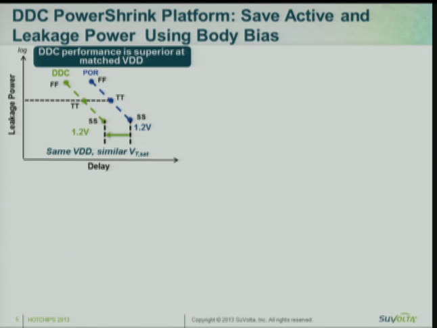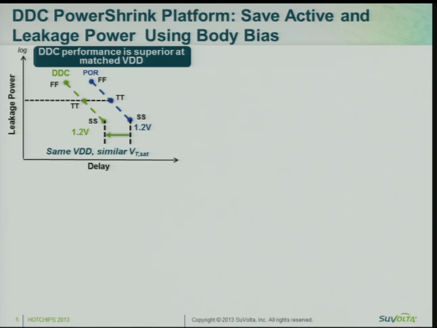So here I'm going to talk about the idea behind the power shrink platform, which is saving both active and leakage power. This is a complicated chart, but it's essentially looking at a baseline transistor in blue and a DDC transistor in green. Okay, and we're looking at what we call the universal curve, which is how the transistor performance shifts up and down as we change the threshold voltage. We're looking at the fast, typical, and slow corners. At the same voltage, which here is 1.2 volts for a 65 nanometer technology, the DDC transistor's performance is superior to that of the baseline, meaning that the slow corner is to the left on the delay axis, it's faster.